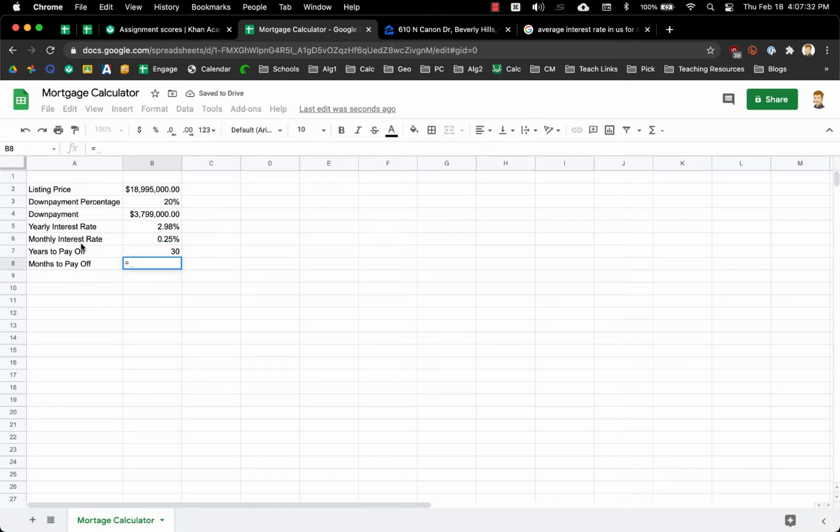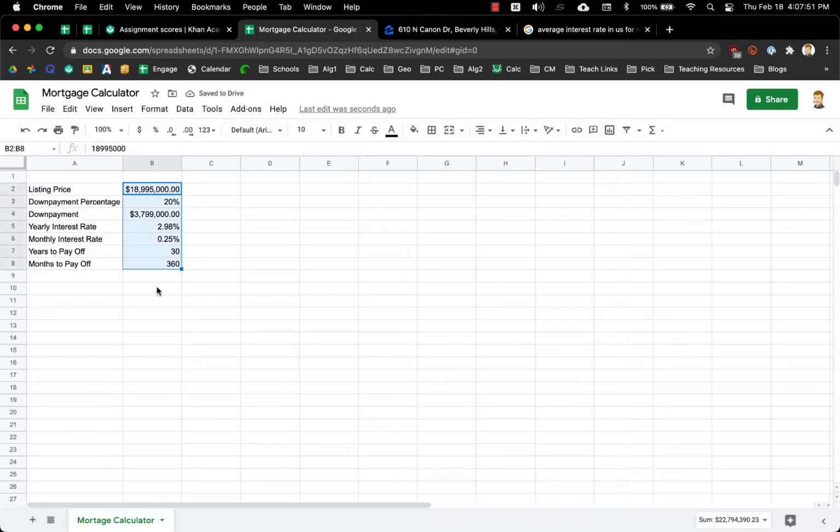Well, we take equal to this cell B7, so I just click on B7, times, which is shift 8, and 12, because there's 12 months in a year, and it will automatically say, yep, that's 360. That's nice as a formula, because if I change my mind and want 15, it automatically says, oh, that's 180. So formulas, they make your life easier. This is the basic setup.